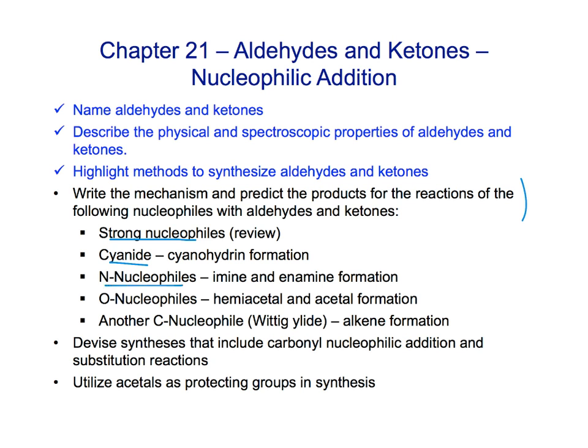Nitrogen-based nucleophiles, amines, so primary and secondary amines, oxygen nucleophiles like water and alcohols, and then we have kind of an oddball reaction that's called the Wittig reaction. I'm doing these in a slightly different order than the book because I can't figure out why they did it in the order that they did it in. And I think this is a more logical way to do it.